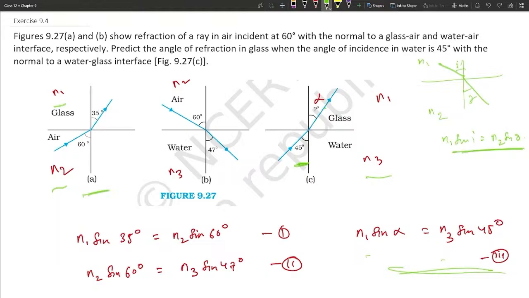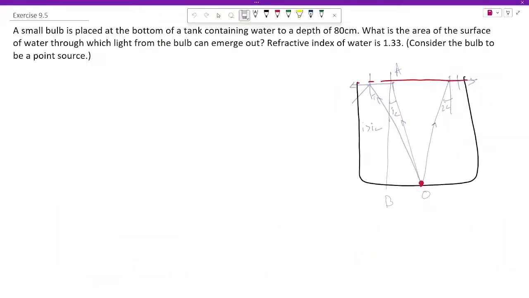The question says that a small bulb is placed at the bottom of the tank containing water at a depth of 80 centimeter. What is the area of surface of water through which light from the bulb can emerge out? Refractive index of the water is 1.33, and we have to consider the bulb as a point source.